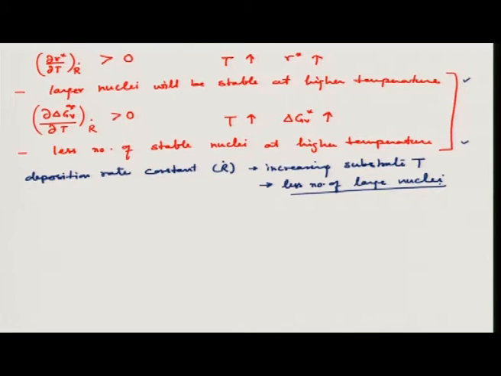So, this is from this, and if we decrease the substrate temperature, okay, then you can see from these expressions or inequalities that the reverse will be true, and you will get a large number of smaller nuclei. Okay. So, now this is the initiation phase of your morphology.